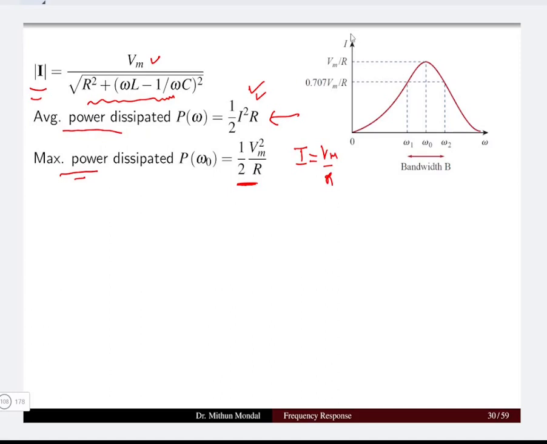So if I draw the current waveform with respect to the frequency, then at the resonant frequency omega naught, the current is maximum, which is equal to Vm by R.